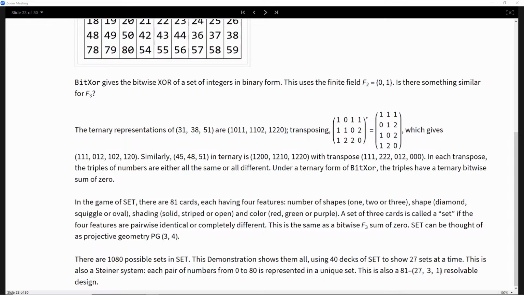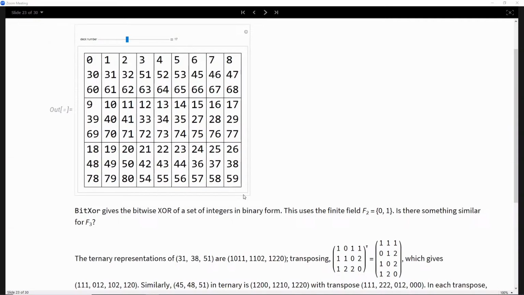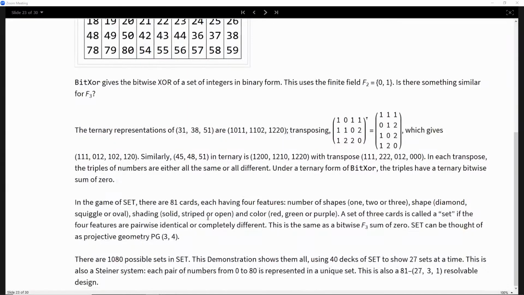And what we get out is the 81, 27, 13 resolvable design. And it's resolvable because we've divided each solution into one of 40 parts. So with the 40 decks, you're able to lay out all the solutions simultaneously. And there's 1,080 possible sets in the game of Set. With the 40 decks, we show 27 sets at a time.